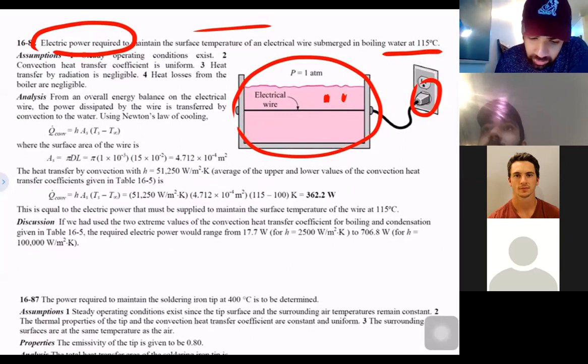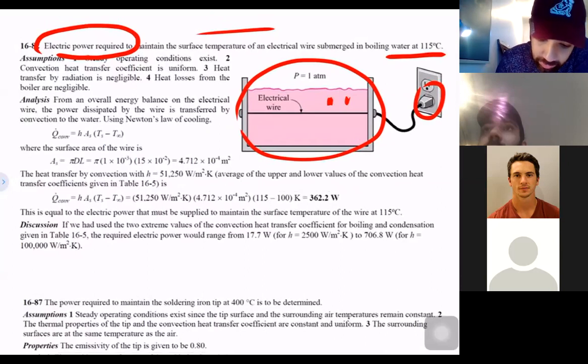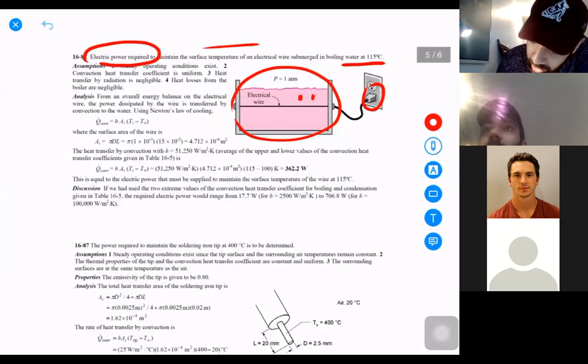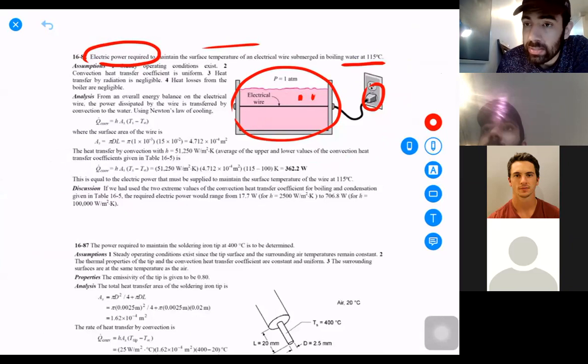So let's first go through the assumptions here. Basically, it is assuming that steady operating conditions exist. A steady operating condition is telling me that there is no change in the temperature or any specifications of this wire, so that the net energy difference inside my system is equal to 0. So that is why I only have two terms. The first assumption here.